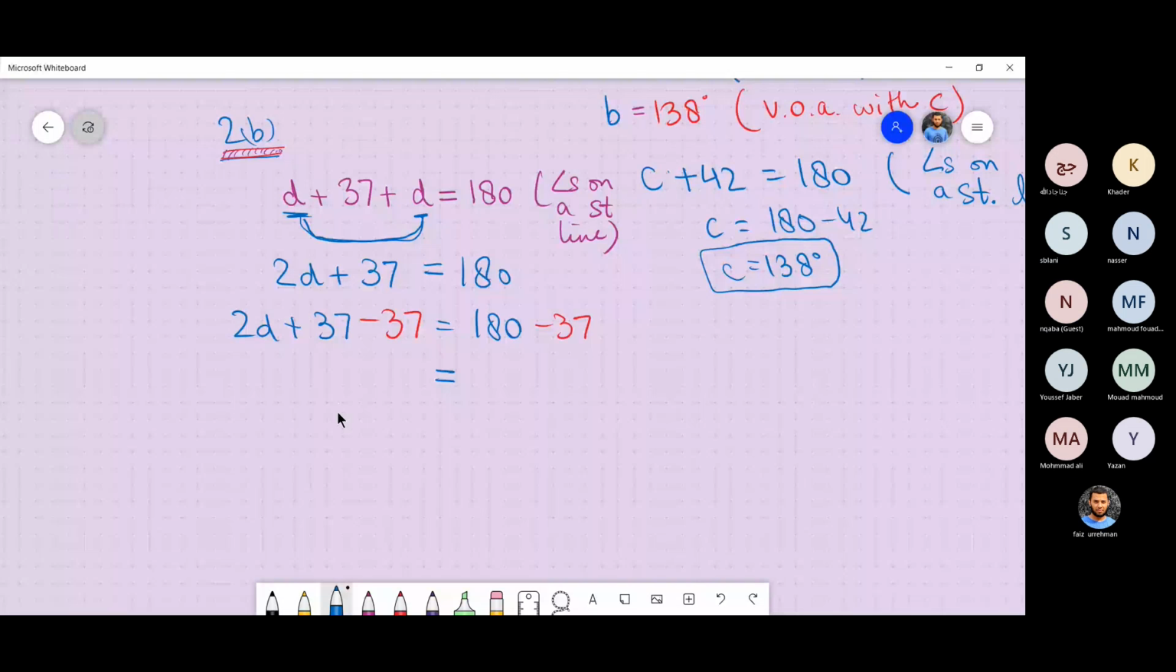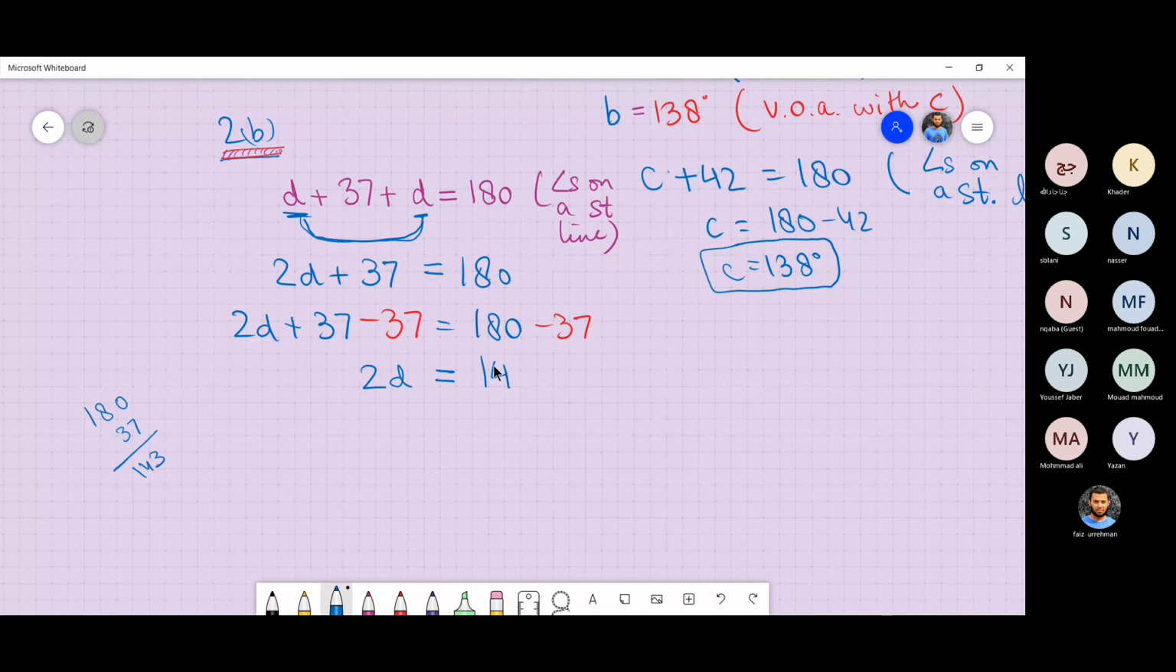I know the answer. Okay, what's your answer for D? First let me go step by step. 37 will become 0, so 2D will remain here. And what is 180 minus 37? 143. 143, correct.